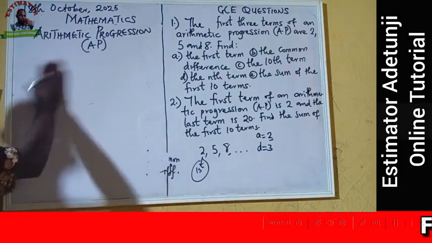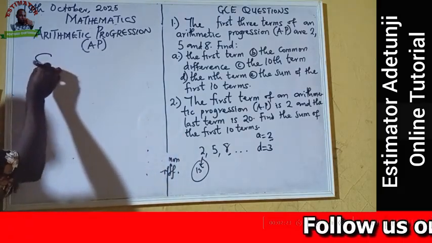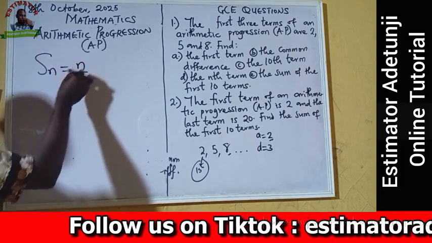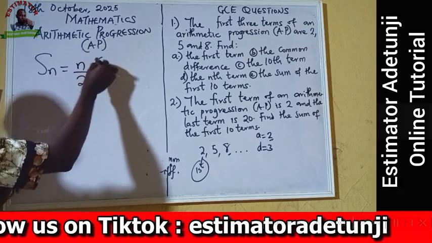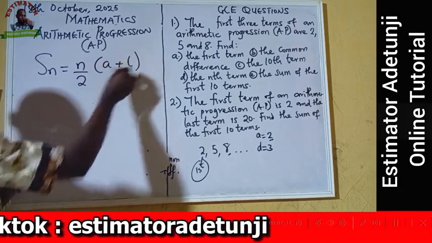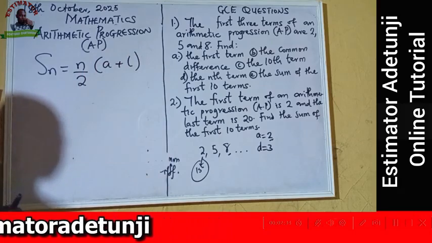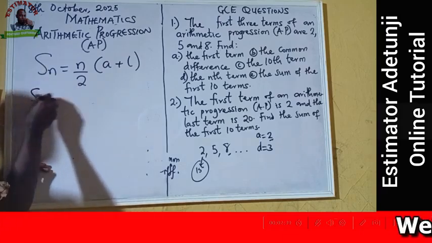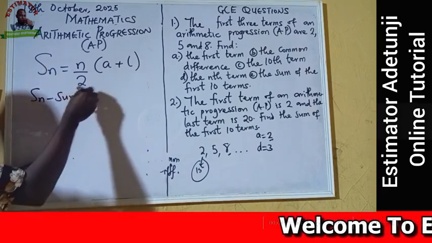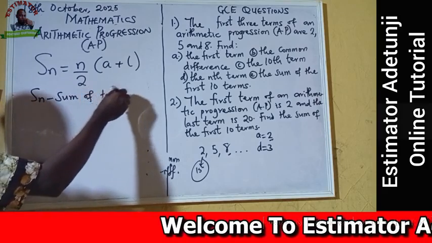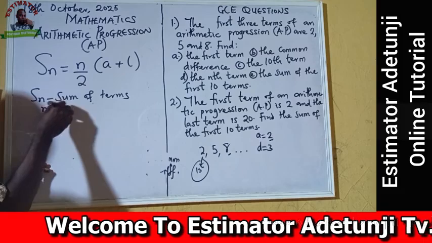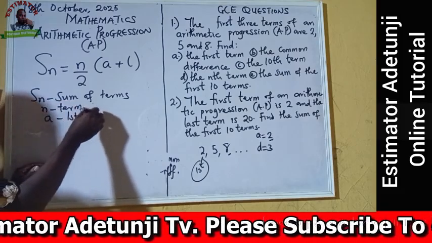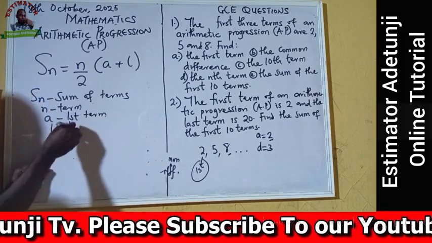Now, the first formula is Sn equals n over 2, open bracket, a plus l. That's the first formula. What's the meaning of what I wrote on the board? My Sn is the sum of terms, n is the number of terms, a is the first term, and l is the last term.